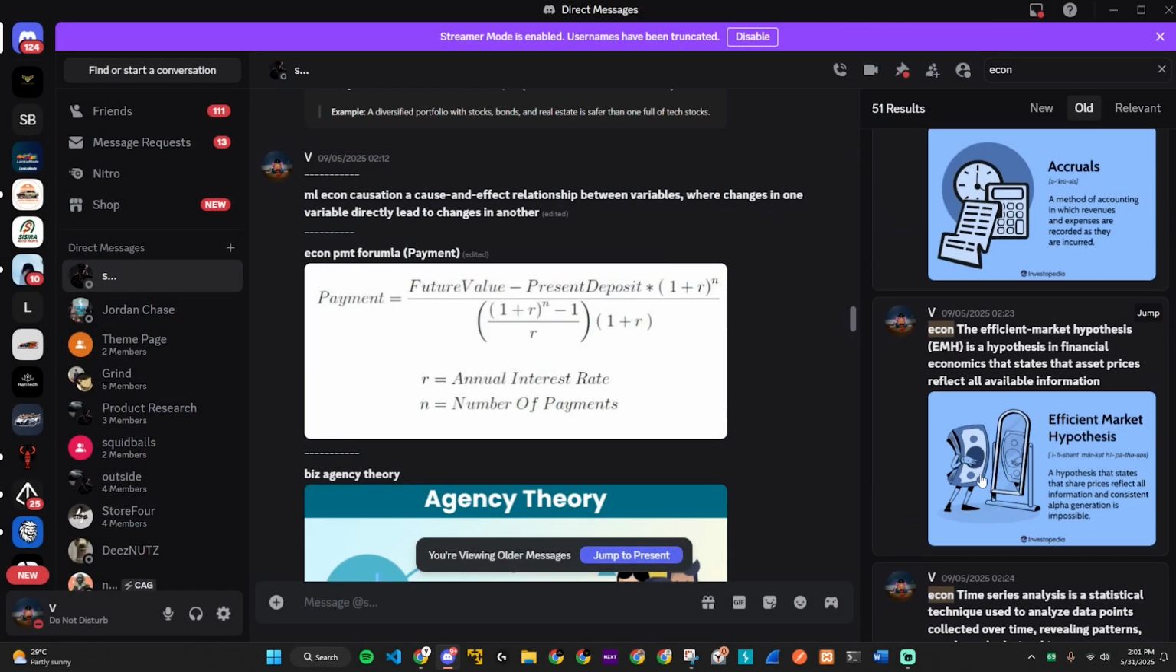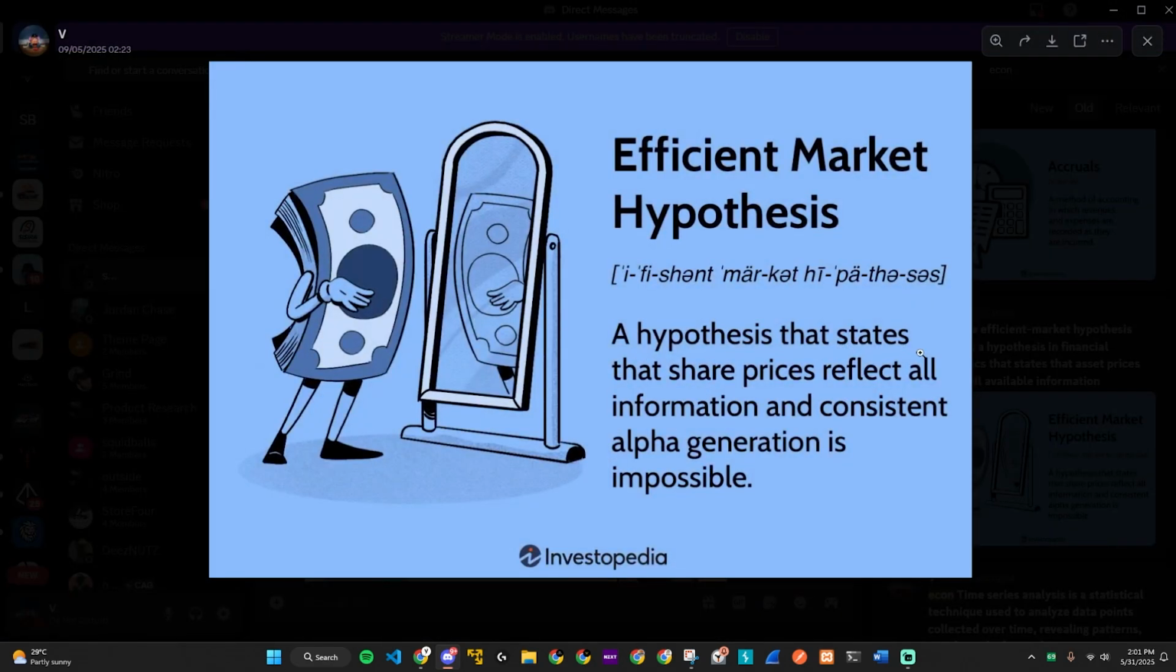HEC rules. Efficient market hypothesis is a hypothesis that states that share prices will reflect all information, and consistent alpha generation is impossible. So it's alpha generation, I believe.